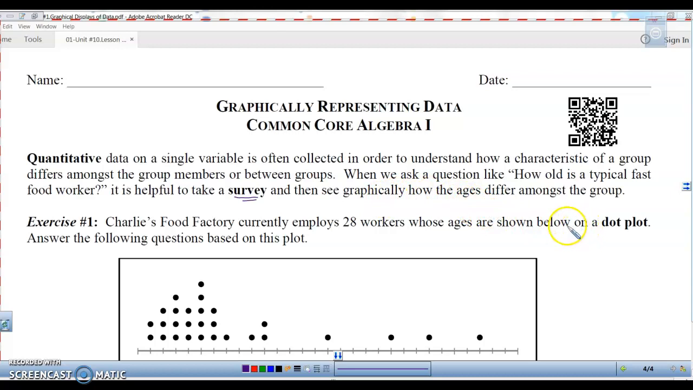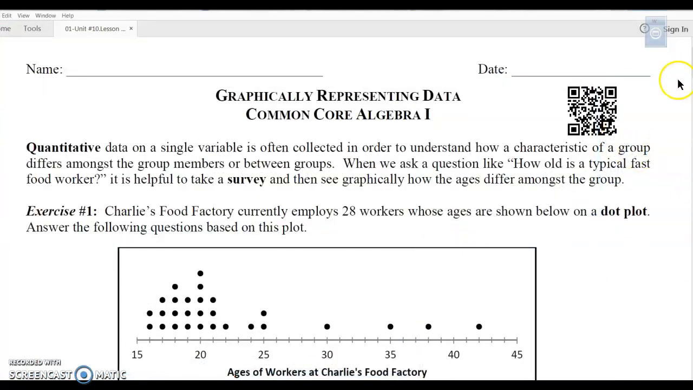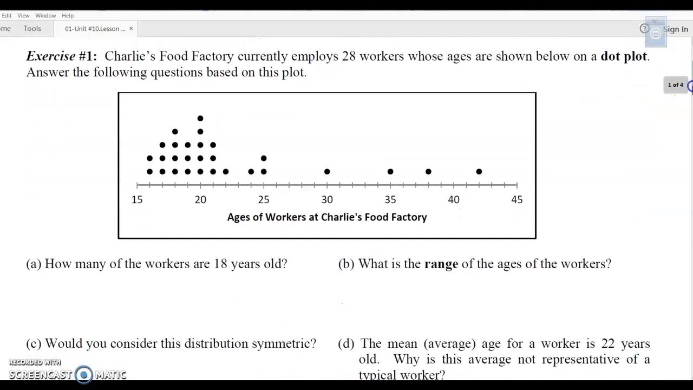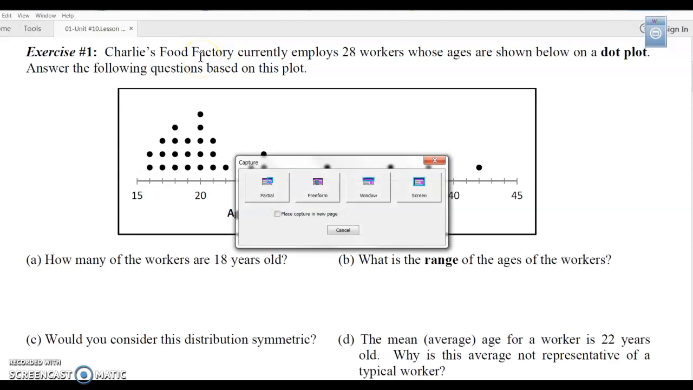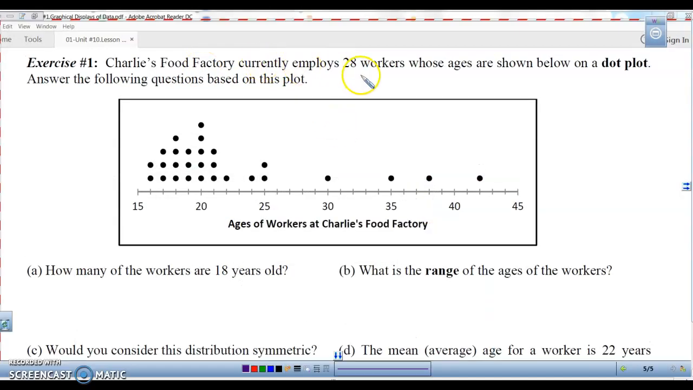So the first kind of data that we're going to look at is what's called a dot plot. And it's called a dot plot for a reason. It's made up of dots. In exercise 1, we have Charlie's Food Factory. He currently employs 28 workers whose ages are shown below on a dot plot. Answer the following questions based on the plot.